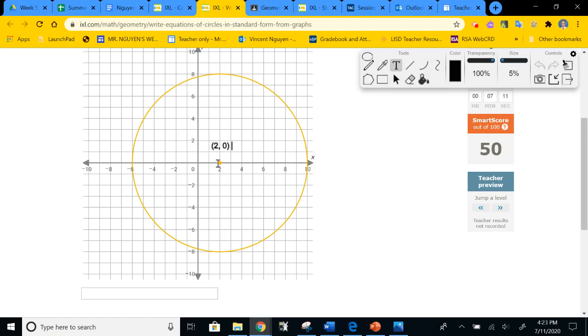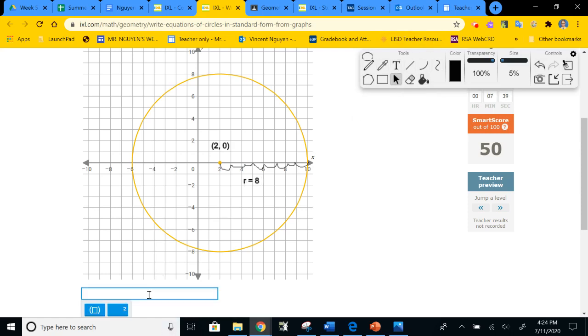The radius, you can't count from here. The radius has to come from the center. So I'm going to count this as 1, 2, 3, 4, 5, 6, 7, 8. So it's 8 units, where I could have just gone 2 to 10. That's 8 units, right? So my r is equal to 8. I'm ready to type in my equation.